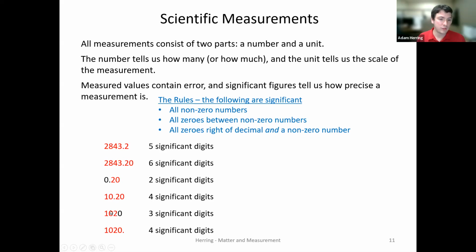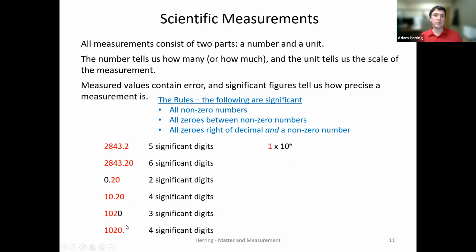In 1020, there are only 3 significant digits. The 0 in the middle is significant because it's between 2 non-zero numbers. However, the 0 on the right is not to the right of a decimal nor between 2 non-zero numbers. If we wanted to express 1020 to 4 digits, then we would put a period at the end of that and get 1020 period.